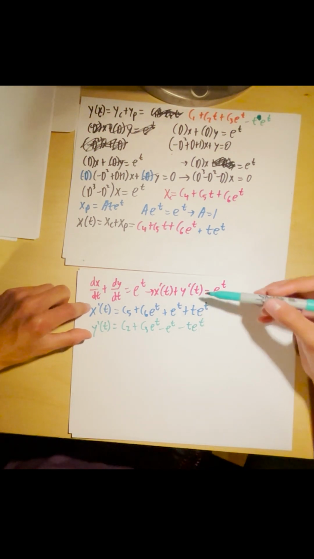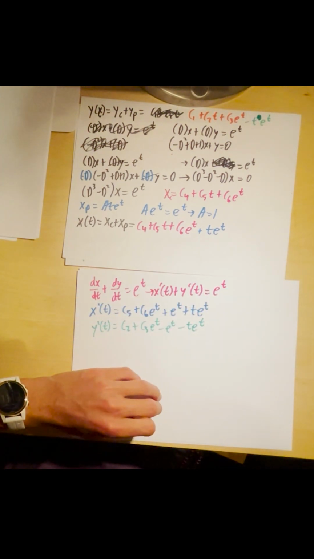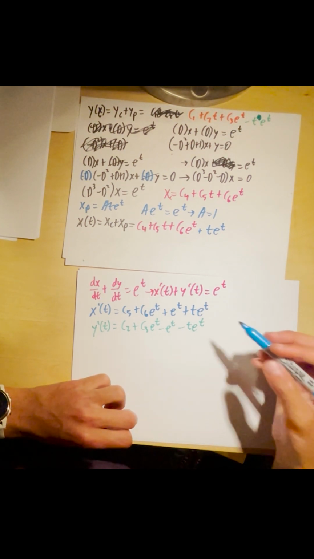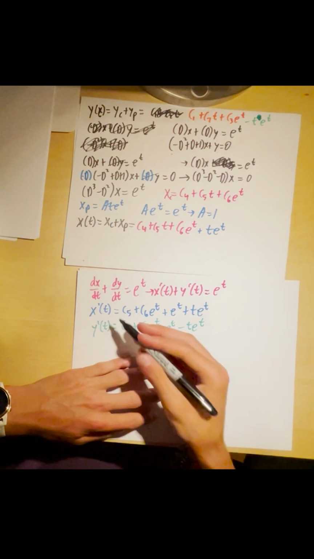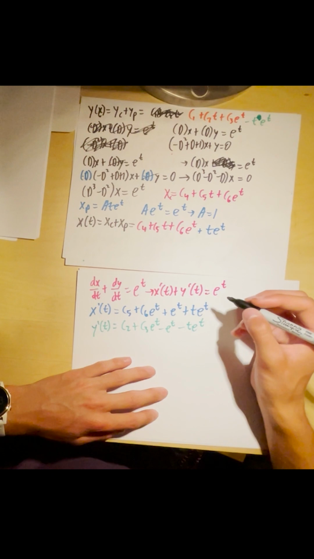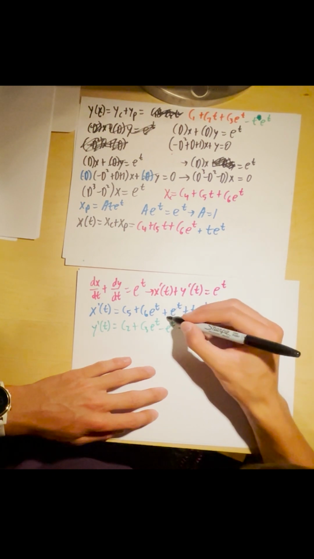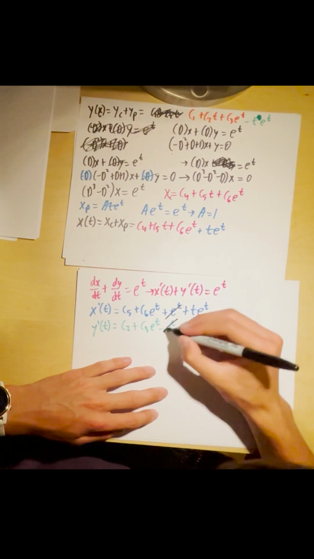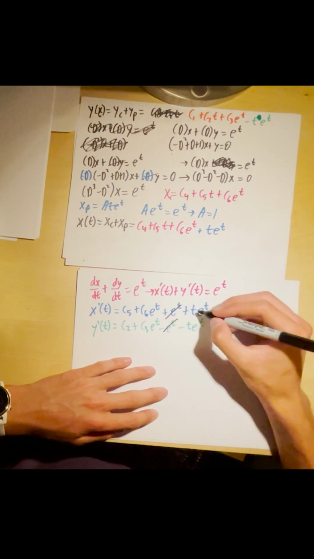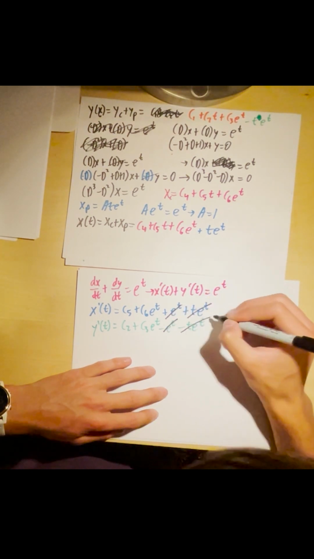Now we're going to add these up and equate it to e to the t. So let's see here. Since we're going to be adding these, I'm going to eliminate all of the terms that are the same. e to the t minus e to the t is 0. t e to the t minus t e to the t is 0.